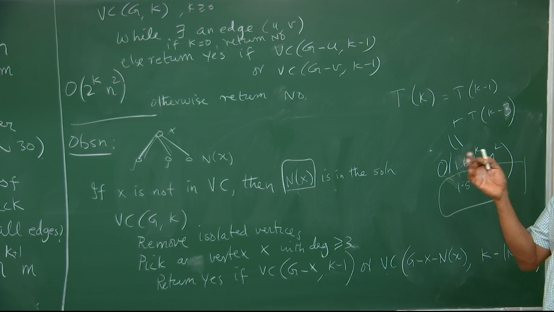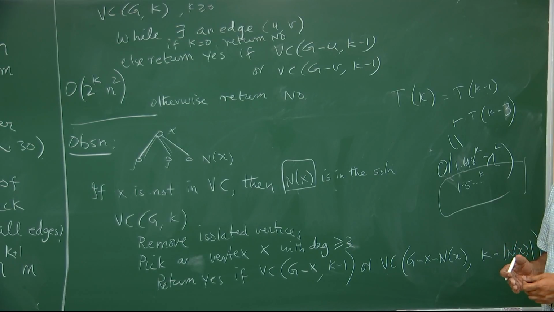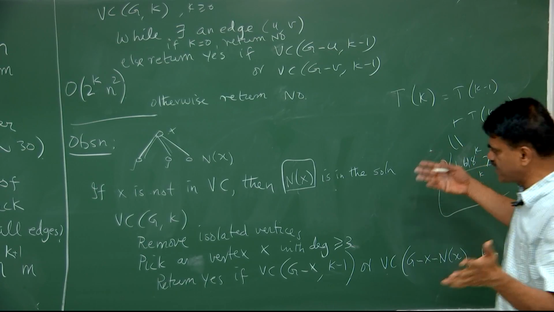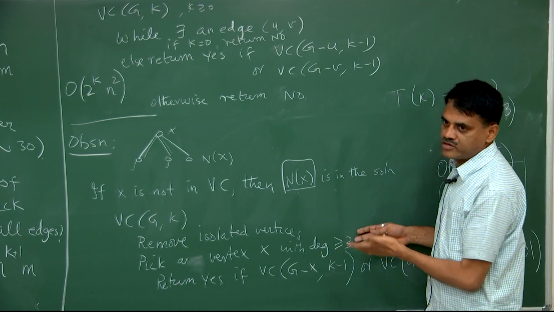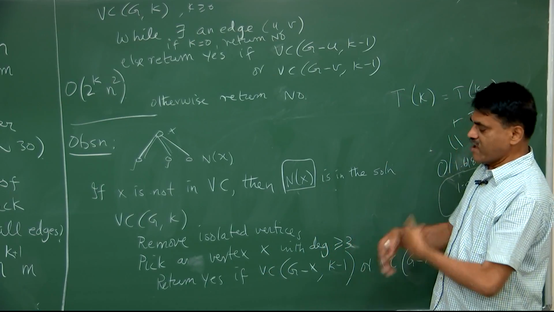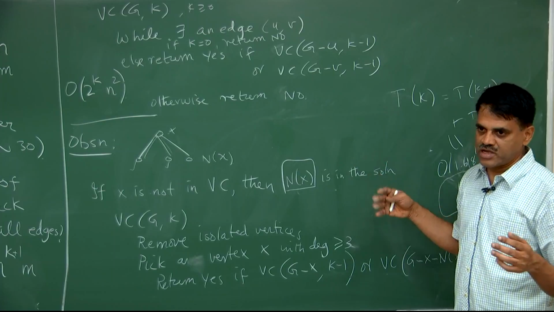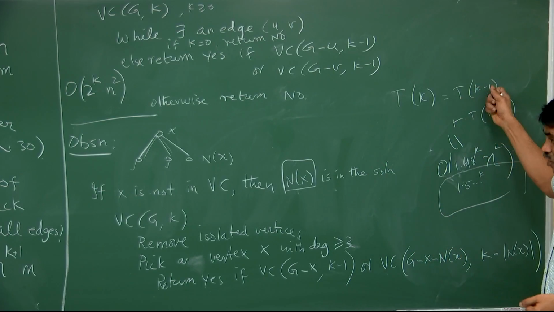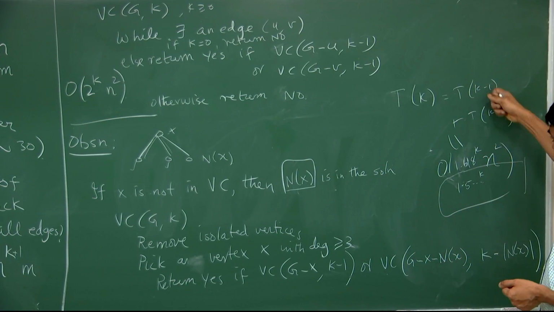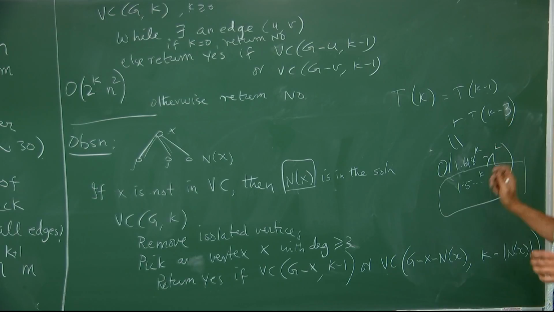Yeah, but what if the graph is a regular graph? Maybe all vertices have the same degree. In the worst case, it's okay, but in general, you pick a vertex with very high degree. Pick the highest degree vertex and branch. That's always a good heuristic because you get a very good drop here.